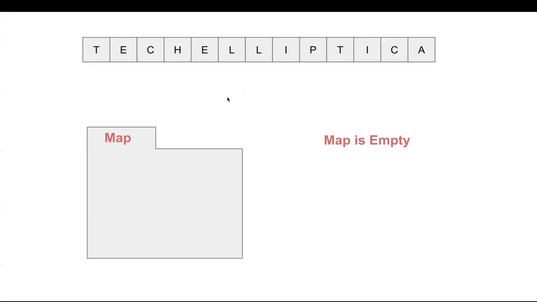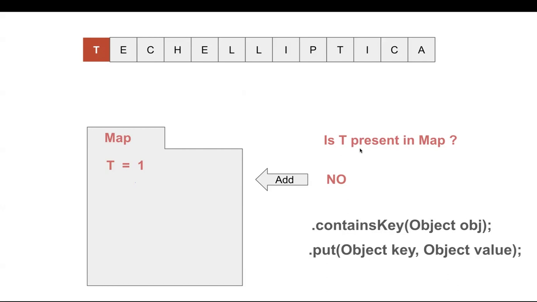For that, we can use a for each loop. I will also explain that particular part in the coding time. So during the iteration, when the first character comes into the picture, first we have to check whether T is present in the map or not. As we know, earlier the map was empty, so obviously the answer will be no. In that case, we are going to add T equal to 1 inside the map. In order to add new values inside the map, we can use the put method. I will show you later how to use the put method when I write code for this particular assignment.